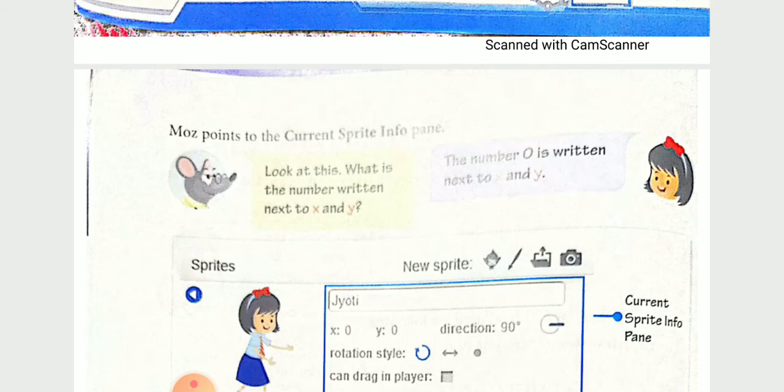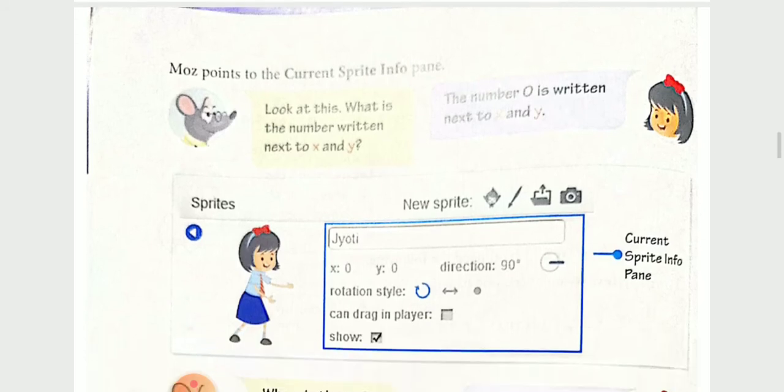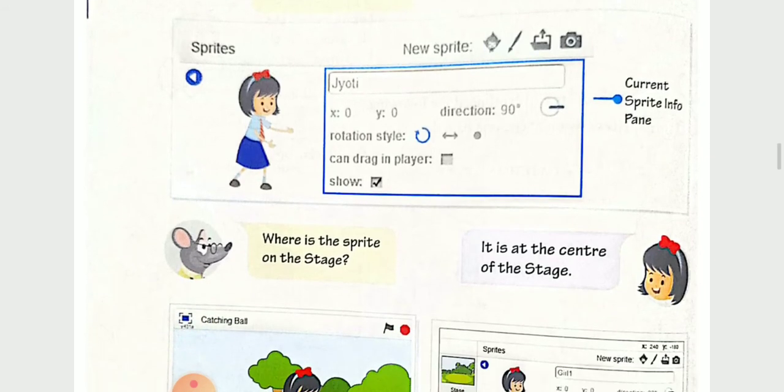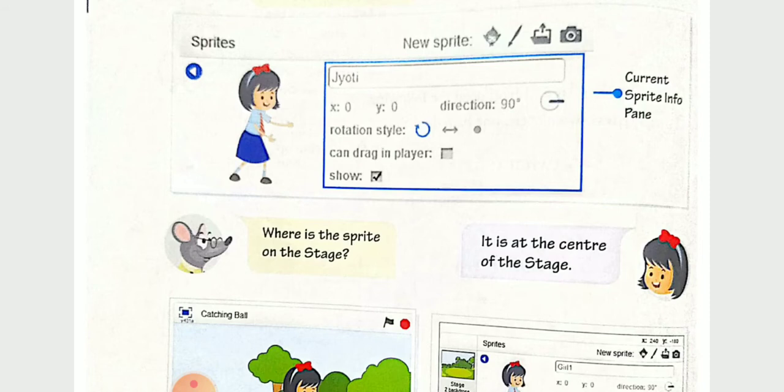So look at this. What is the number written next to X and Y? The number 0 is written next to X and Y. You can see this picture, it is your sprite program screenshot. So here you can just write 0 in your x-axis, and in your y-axis you can put 0.